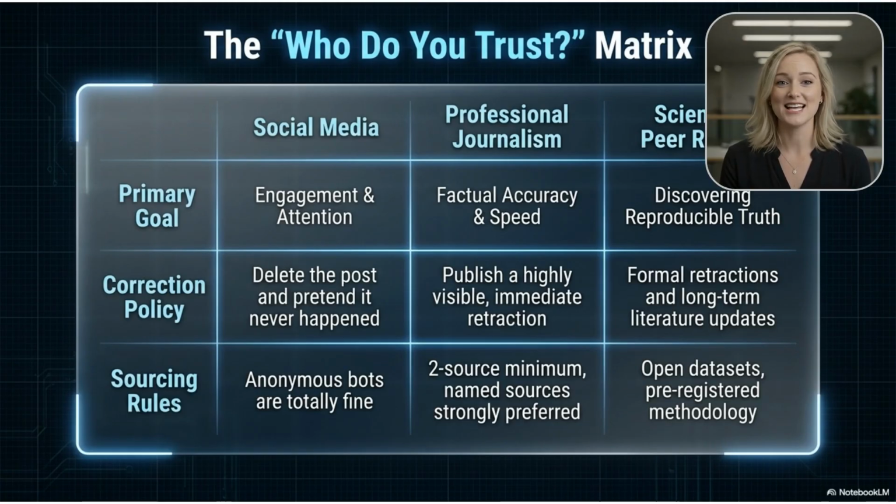The Who Do You Trust? Matrix compares the primary goals, correction policies, and sourcing rules of social media, professional journalism, and scientific peer review. Understanding these differences is crucial.